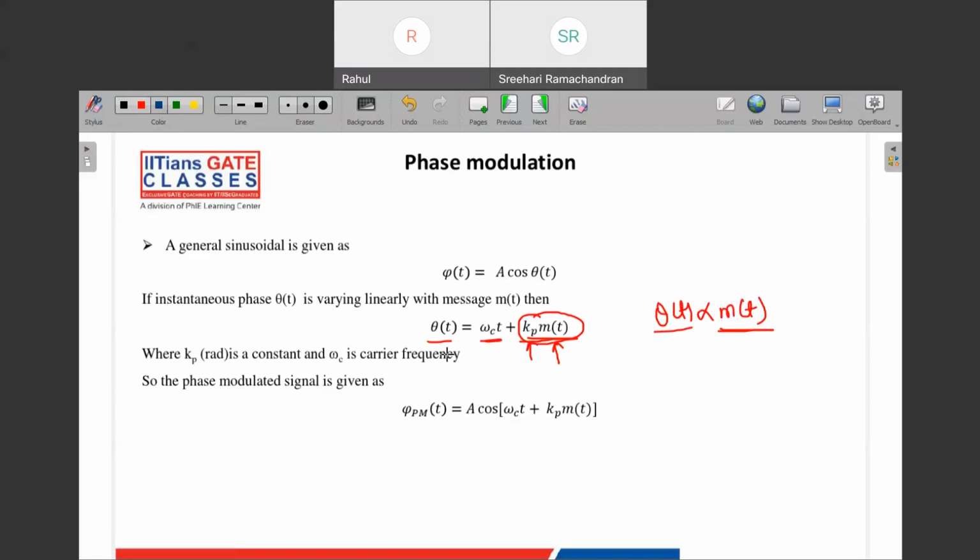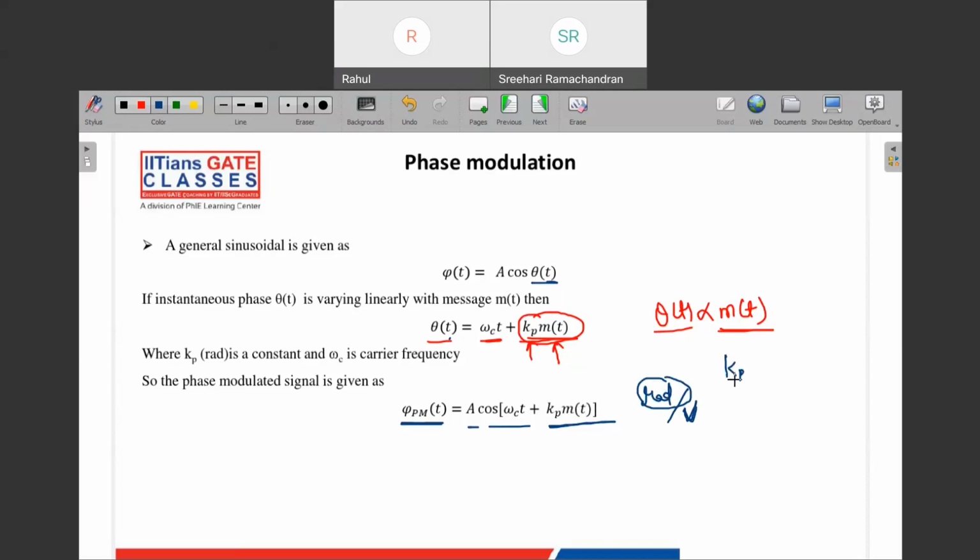Once you replace this theta here, you'll get the phase modulated signal as A cos(omega c t plus Kp m(t)). Now the unit of Kp will be radian divided by the unit of m(t). If m(t) is unitless, it will simply be radian, and if m(t) is, let's say, volt, then it will be radian per volt. Here you need to be careful about the unit of Kp.